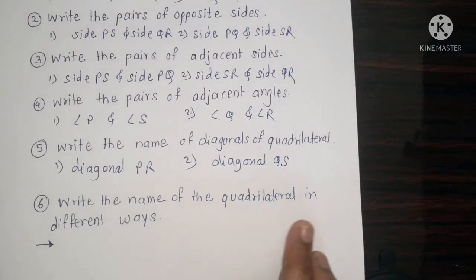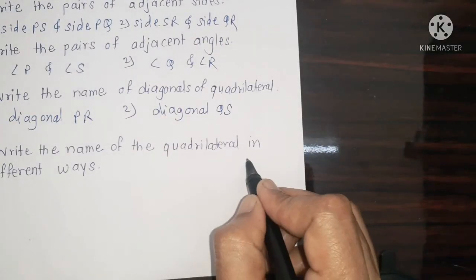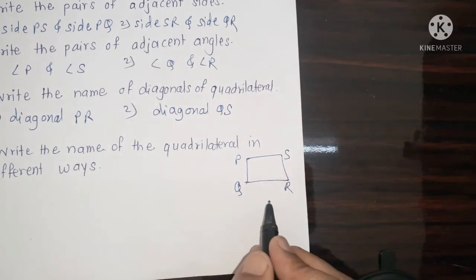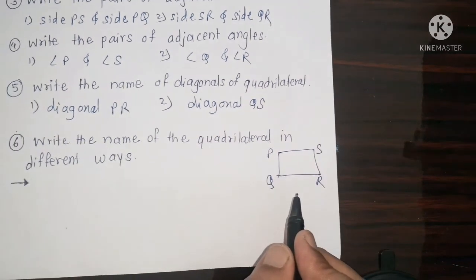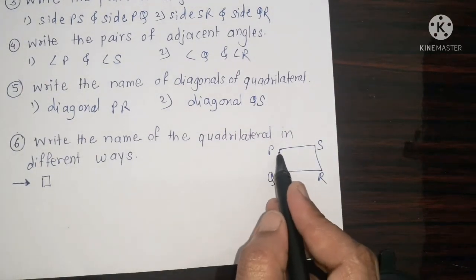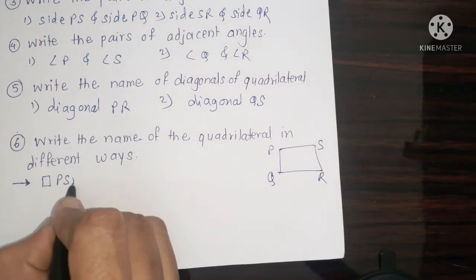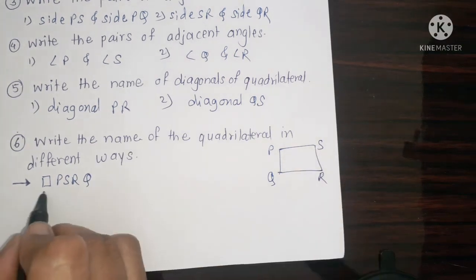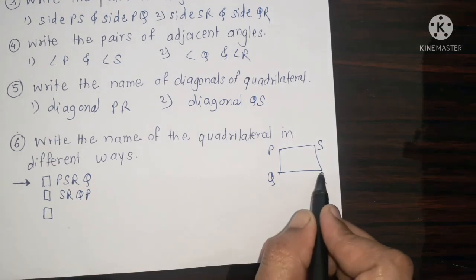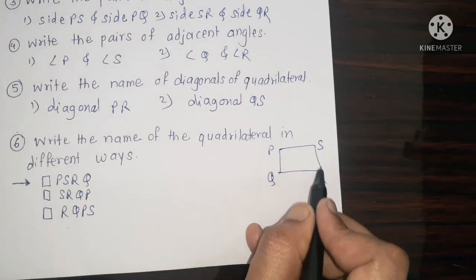Last, write the name of the quadrilateral in different ways. I draw quadrilateral PQRS. You can write the name of a quadrilateral clockwise or anti-clockwise. First, clockwise: quadrilateral PSRQ. Second, start from S, quadrilateral SRQP. Quadrilateral RQPS. And quadrilateral QPSR.